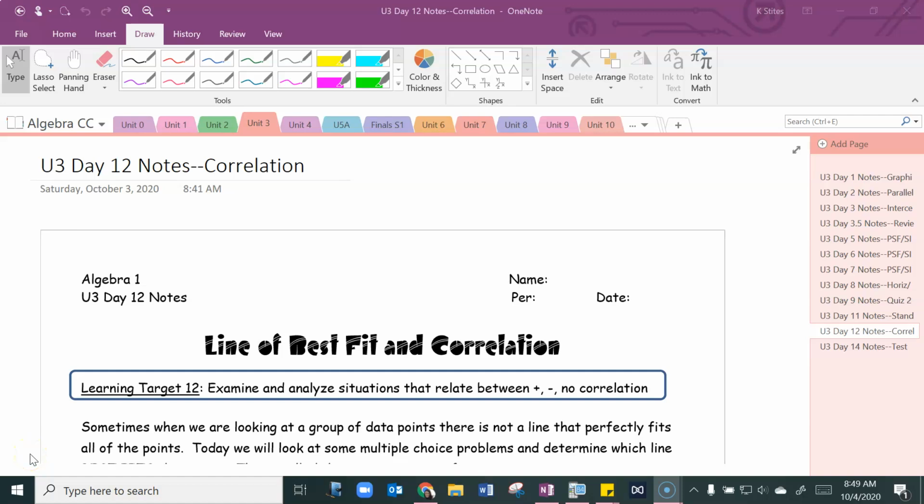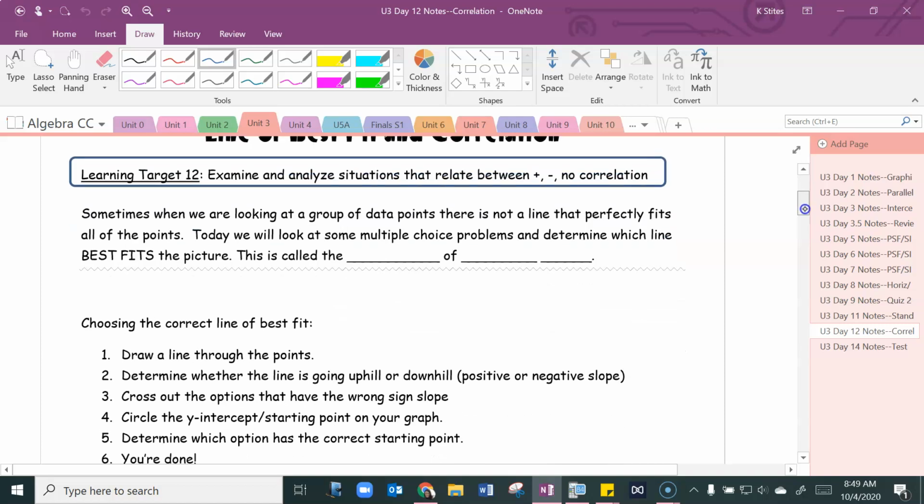Hello, Algebra 1. Today we are talking about line of best fit and correlation. Sometimes when we're looking at a group of data points, there is not a line that perfectly fits all of the points. So today we're going to look at some multiple choice problems and determine which lines best fit the picture, and this is called the line of best fit.